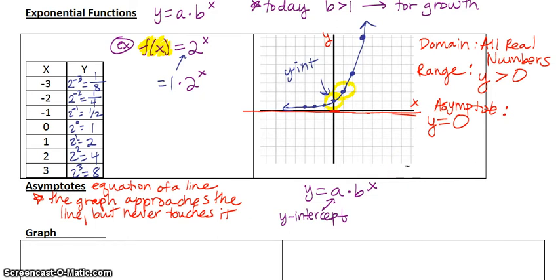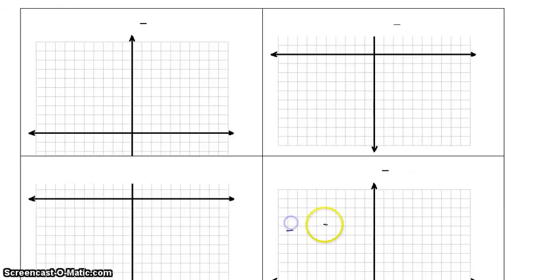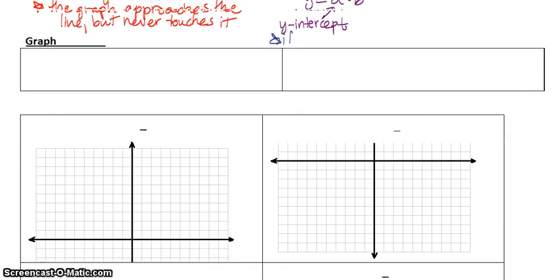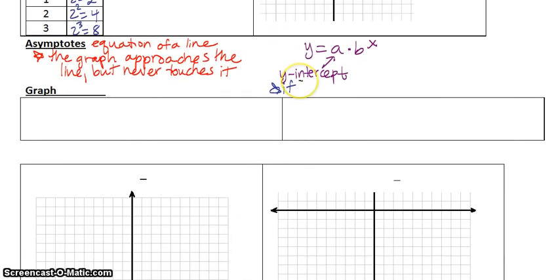And also one thing you should know is that if a is negative, it's going to be flipped over the x-axis, but it's still considered a growth equation, which is kind of confusing. I'll say more in a minute, but if a is negative, the graph is flipped.